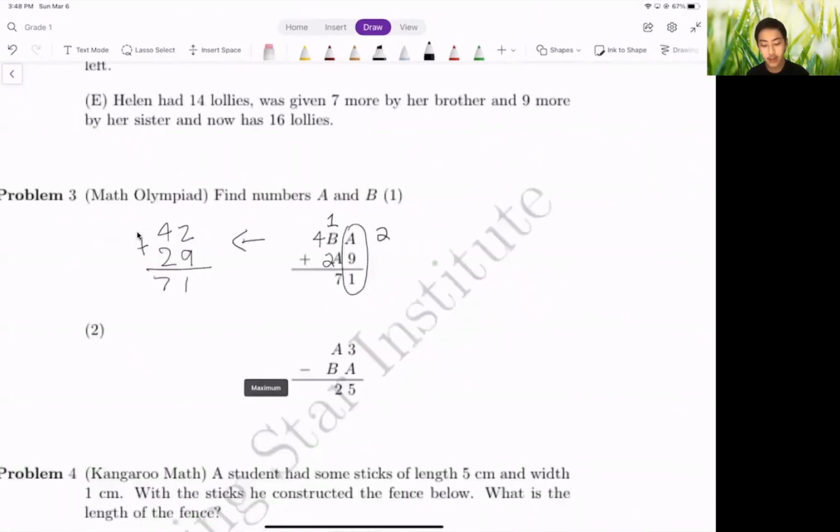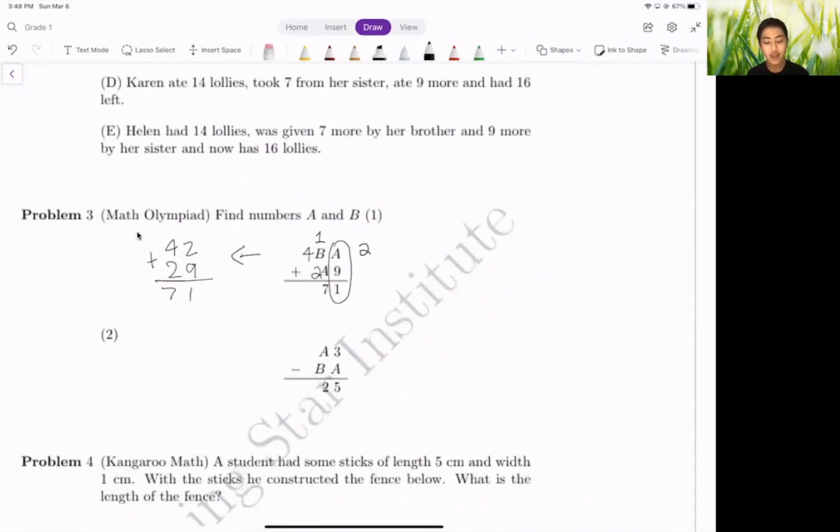For the second equation, A3 minus BA is equivalent to 25. And since 5 is larger than 3, we know that this 3 should be 13. And 13 minus 8 is 5. So therefore, we know that A is 8. And 8 is carried over here. And 8 minus something is equal to 2 because 3 was 13. It borrowed a 1 from 8. So instead of just being 8, let's put it to 7. So 7 minus something equals 2. Well, that's easy. That just gives us 5. So 83 minus 58 equals 25.